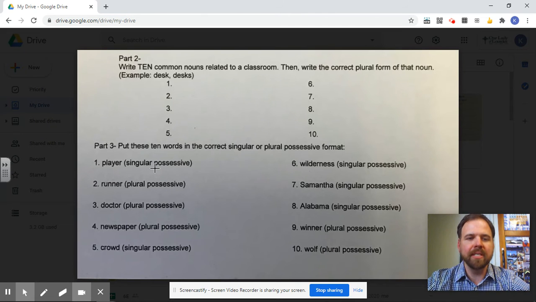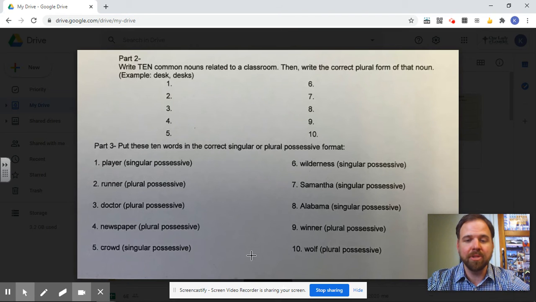So the easiest way to do this is, again, look for singular or plural first, and that's going to change your possession. For instance, with player, player is going to stay player, and then to make it possessive, you're going to add apostrophe S. Now, if we look at number two, the word runner, to become plural, you simply change it, first of all, to runners. And now to make it possessive, you add an apostrophe just at the end.